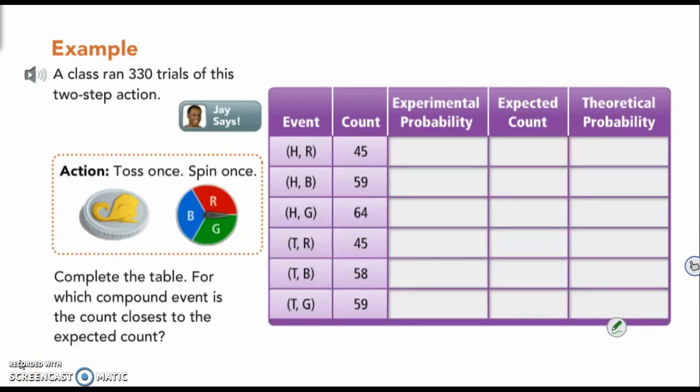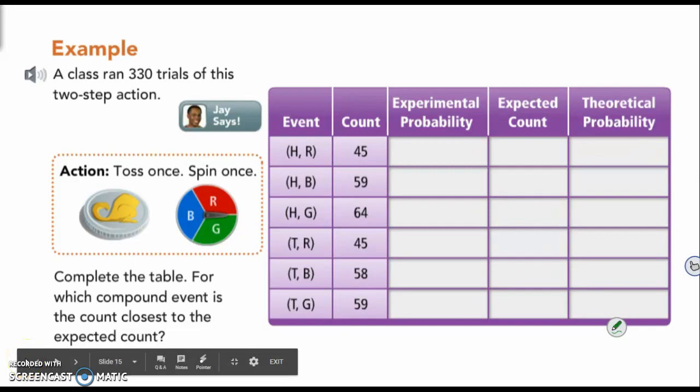Look at example 4 in your notes. A class ran 330 trials of this two-step action. The action was to toss a coin once and spin the spinner once. Complete the table for which compound event is the count closest to the expected count.